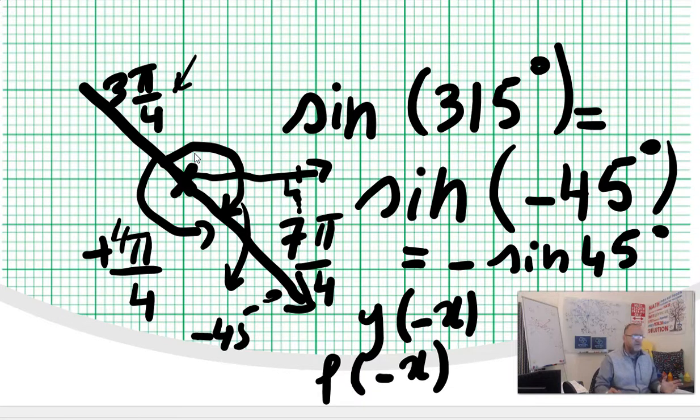The sine of minus 45 degrees is minus sine of 45 degrees. Why? Because the vertical component is parallel to the negative side of the y-axis right here. So the y's, the sine, are negative in quadrant 4. Again, location of the quadrant. Which quadrant are we dealing with?